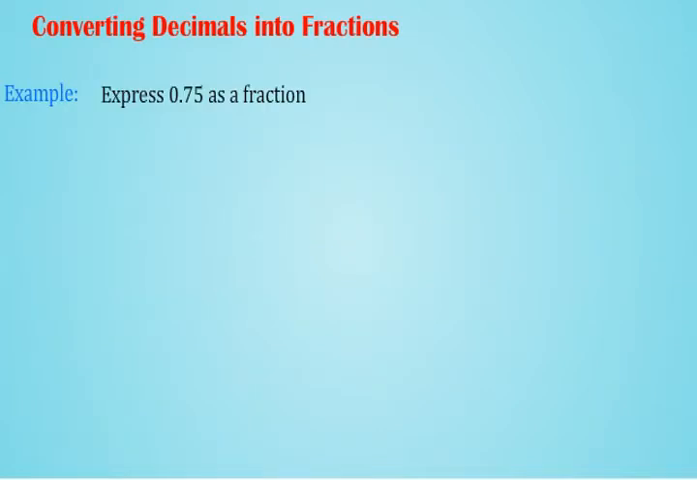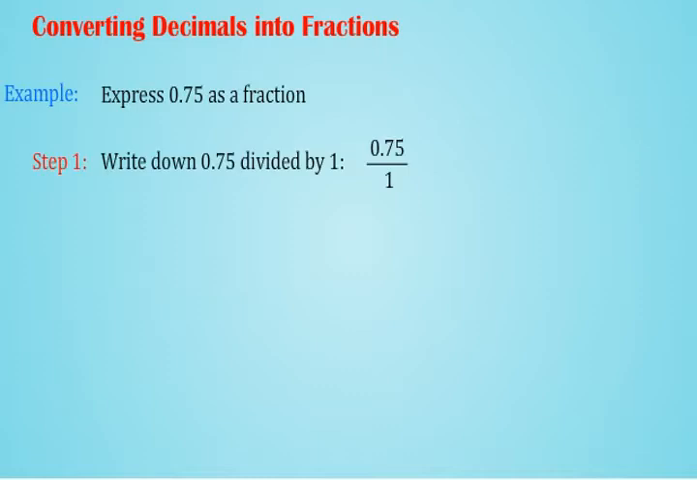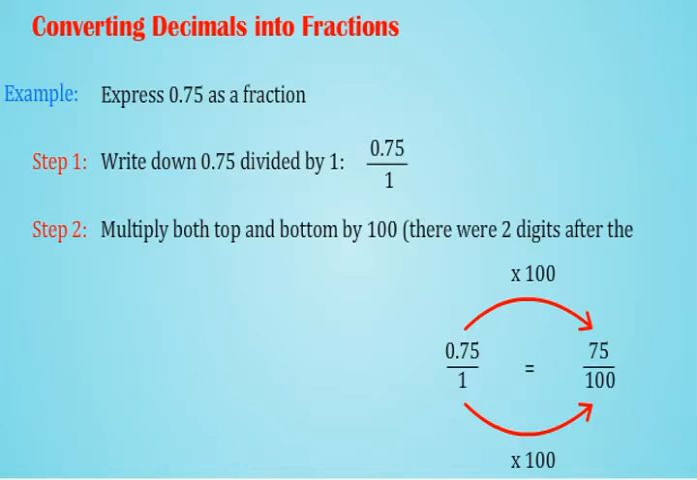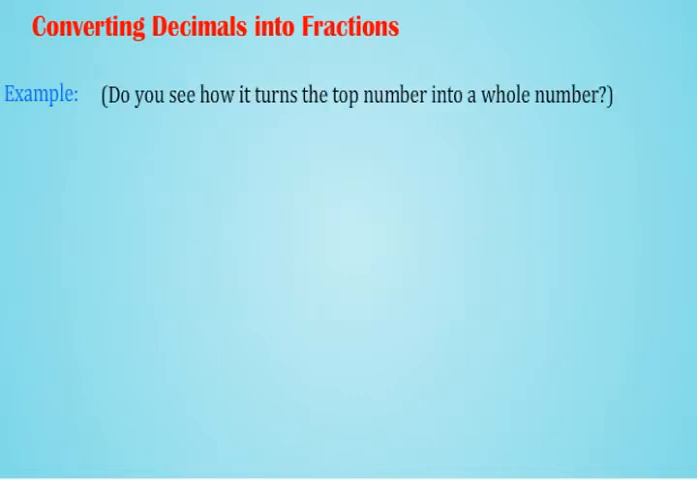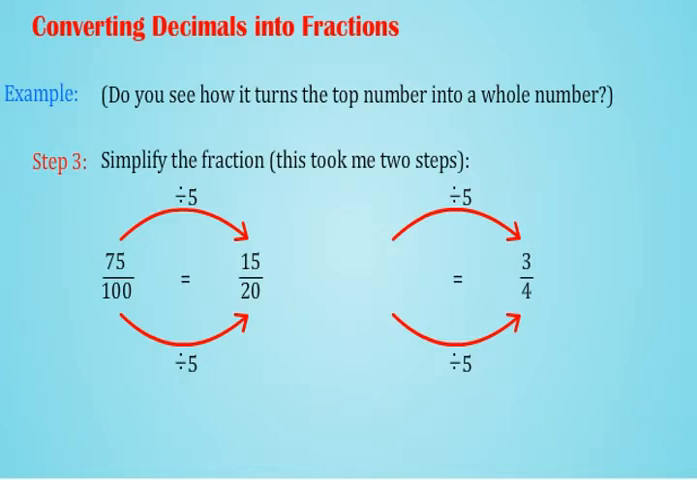Example, express 0.75 as a fraction. Step 1. Write down 0.75 by 1. Step 2. Multiply both top and bottom by 100. There were 2 digits after the decimal point, so that is 10 times 10 is equal to 100. Do you see how it turns the top number into a whole number? Step 3. Simplify the fraction.